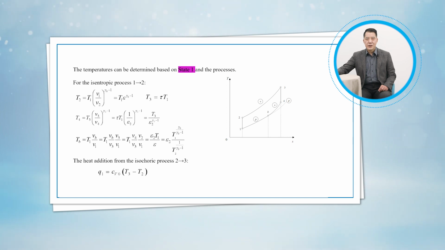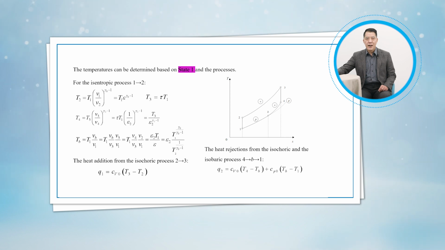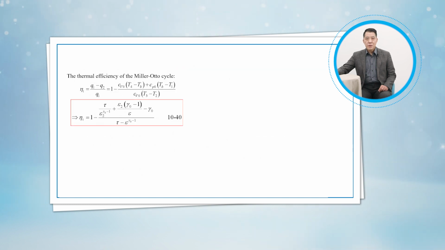For the heat addition from the isochoric process, state 2 to state 3, we have this relation. For the heat rejections from the isochoric and the isobaric process, state 4 to state B to state 1, we have this relation. The thermal efficiency of the Miller-Otto cycle, by definition, is expressed as equation 10.40.